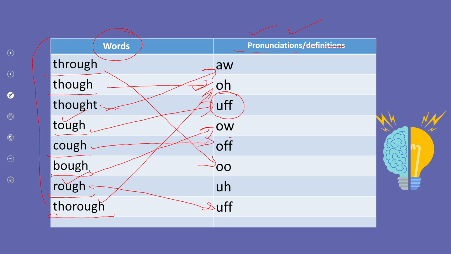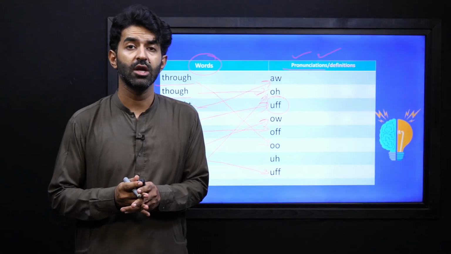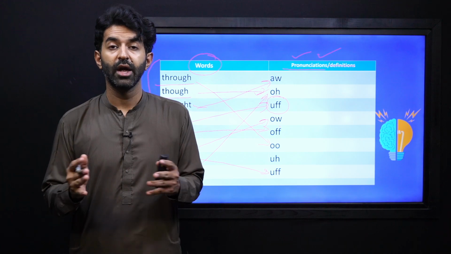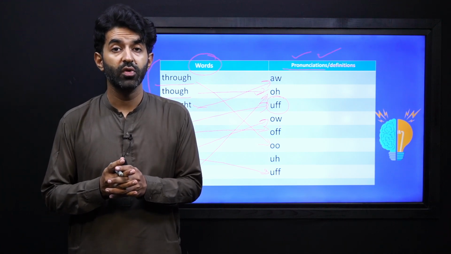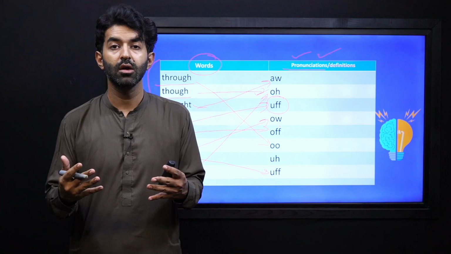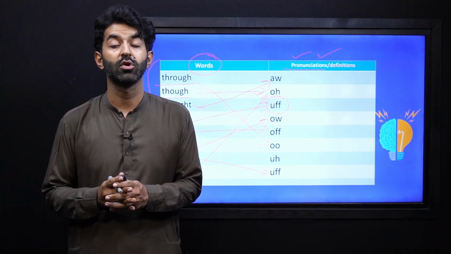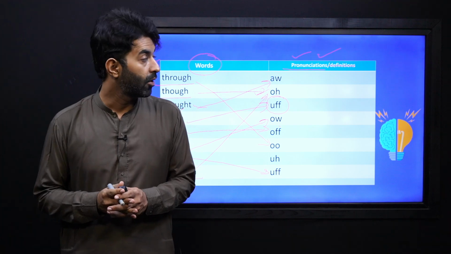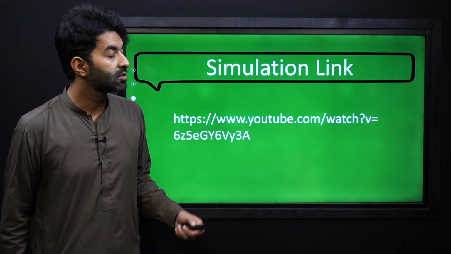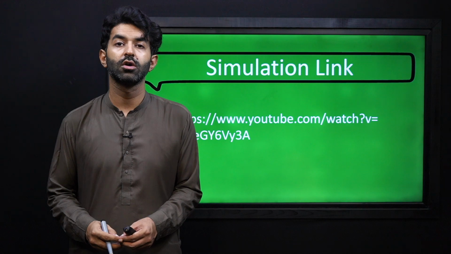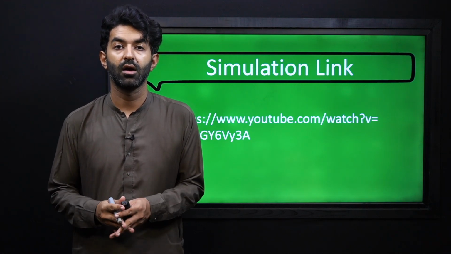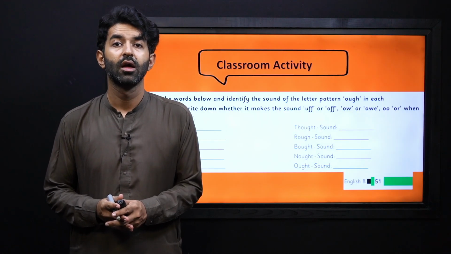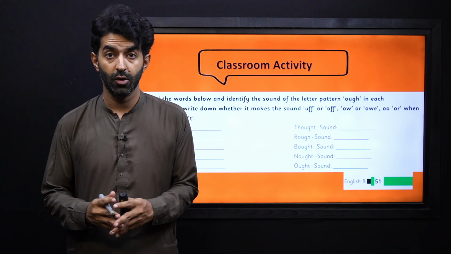Alright, we have matched the words with their pronunciations. So I hope that now, when you're reading something or when you are speaking, you can easily pronounce these words. Now, here is your simulation link that you can watch to learn more about these words related to our main lesson. So I hope that now the SLO is very much clear.